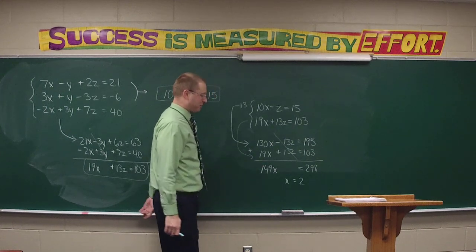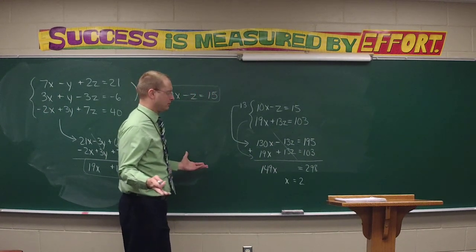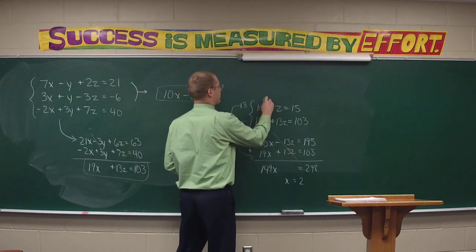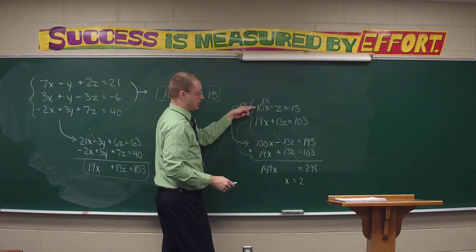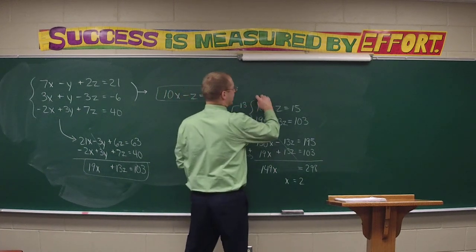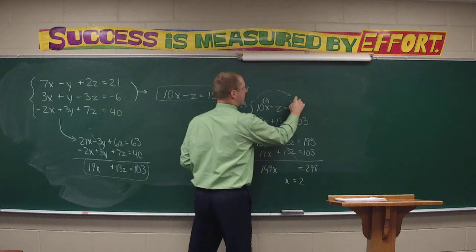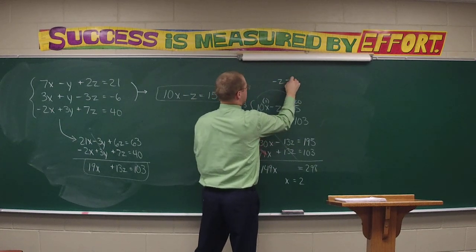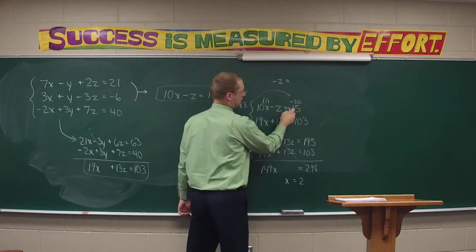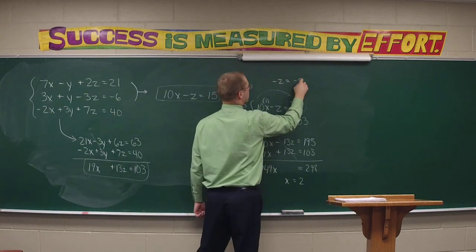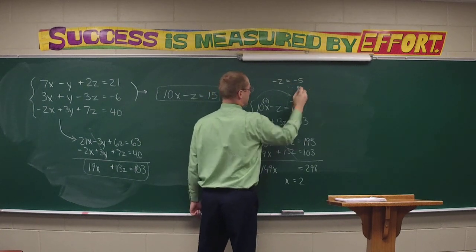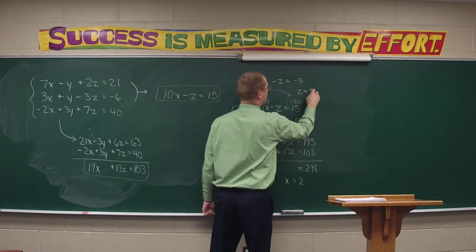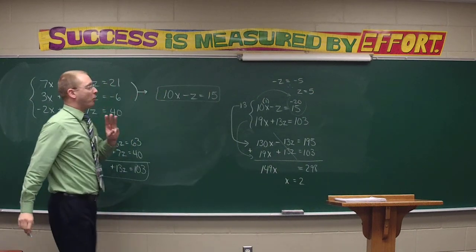Probably the best place to plug the X in, class? Top equation, despite the negative. Here, the 10 times 2 gives us 20, and we're going to kick it out as a negative 20 to get negative Z equals negative 5. So therefore, Z just equals 5. 2 down, 1 to go.